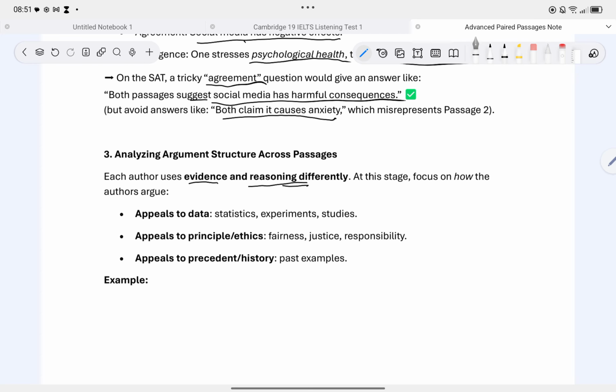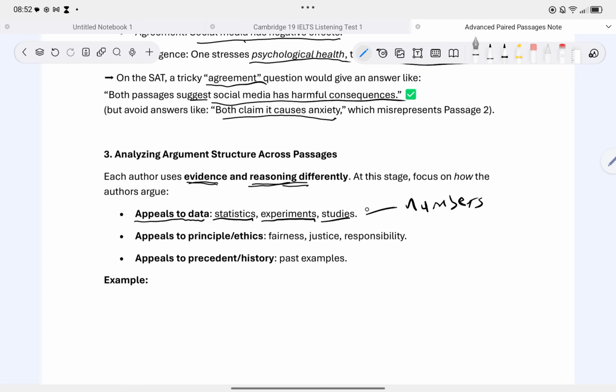And some people argue with logic, and this is one thing people have accused men of doing. They say in all situations they are too logical. So you're like, I can't do this because of this. So you have a logical argument. So the same applies to SAT passages. They use evidence differently and reasoning differently. Some of them appeal to data, which means numbers. In passages like this, you see a lot of statistics, reference to experiments, reference to studies.